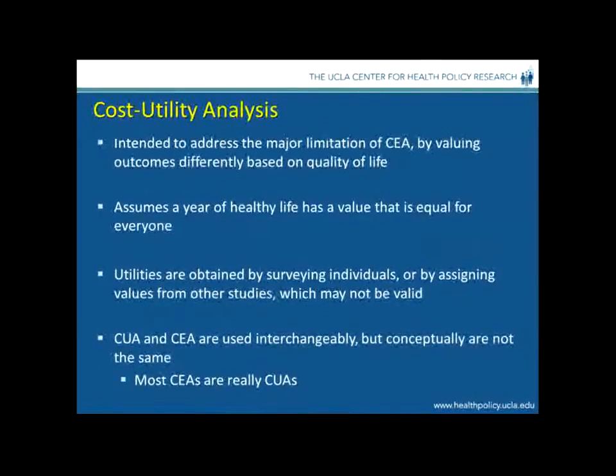Cost utility analysis. So what's the difference between this and cost effectiveness? I said it's a sort of a subset or special case of cost effectiveness. It's intended to address one major limitation that analysts and practitioners identified 30 or 40 years ago with cost effectiveness. And that is that all the years of life count equally.